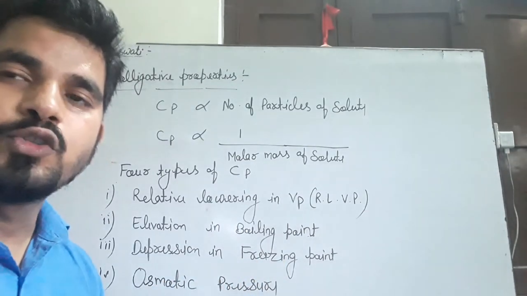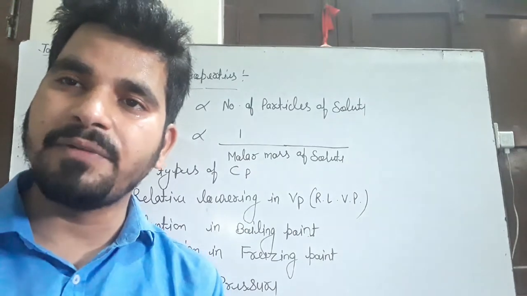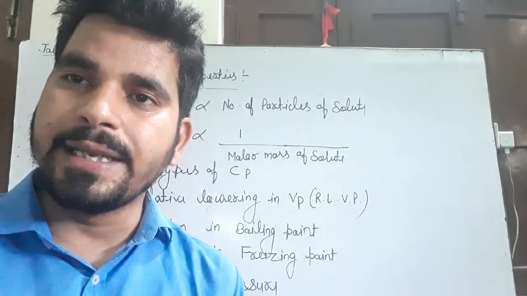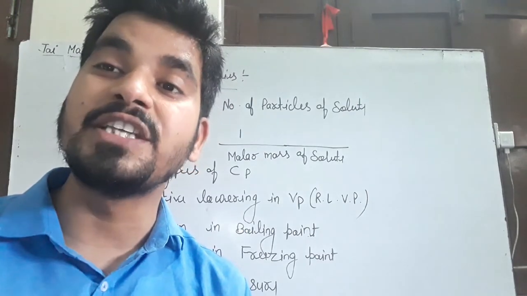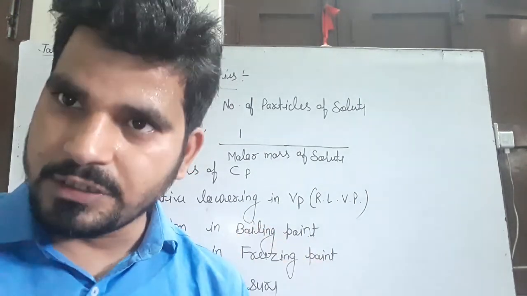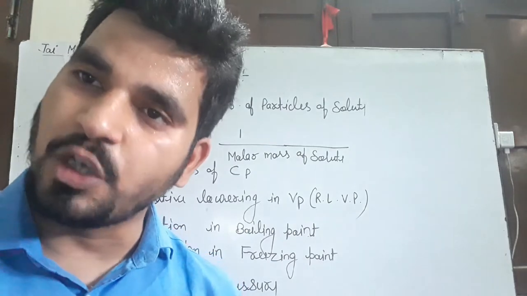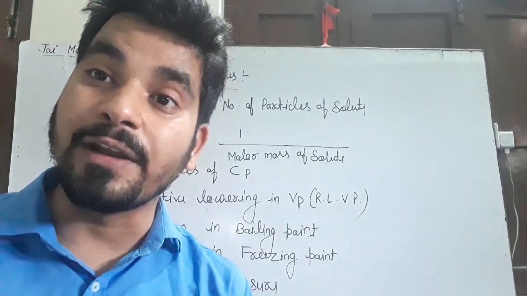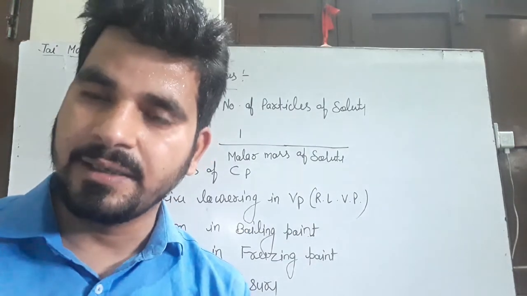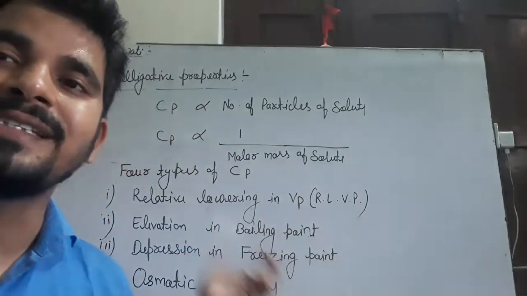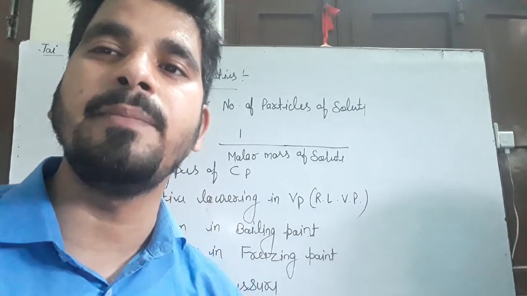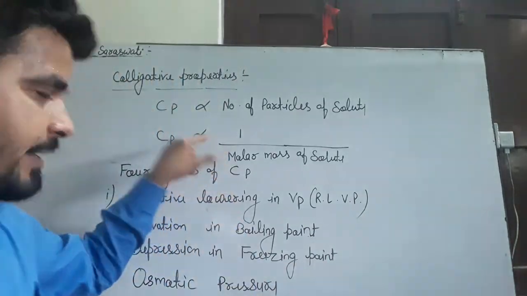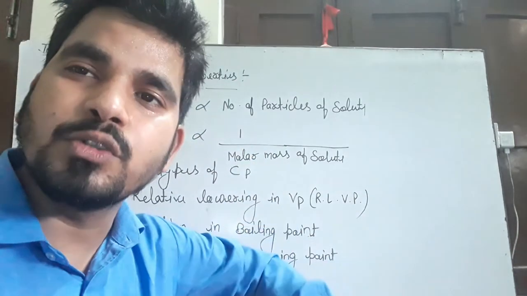So what is colligative property, dear children? Hope everyone is very clear. Colligative property is the property of solution which depends on the number of particles of solute, not on nature. It means directly we can say number of particles. If the number of solute particles increases, Cp will be high, and definitely it will be inversely proportional to molar mass.